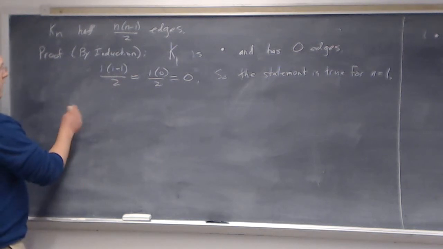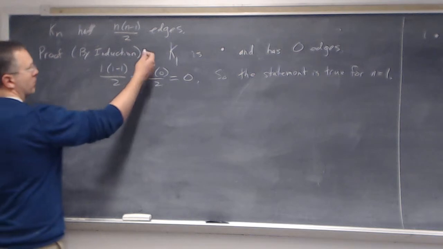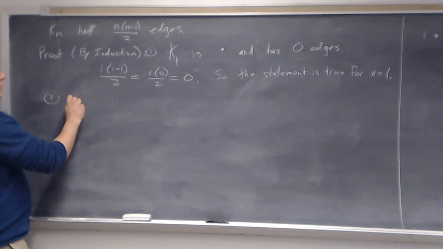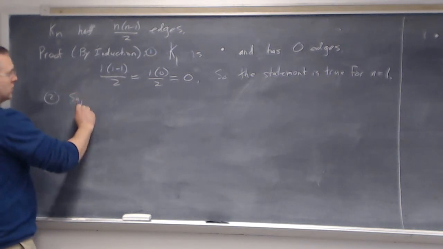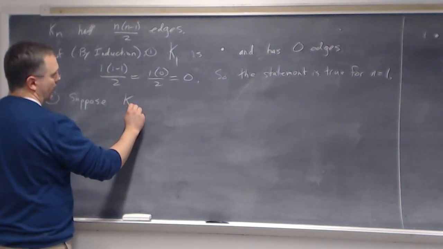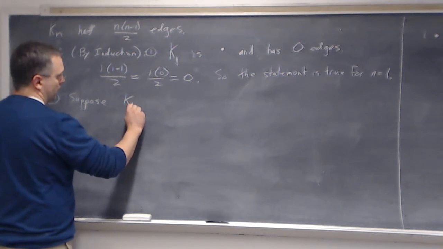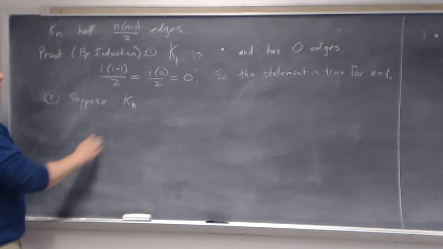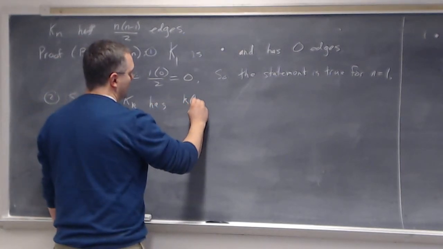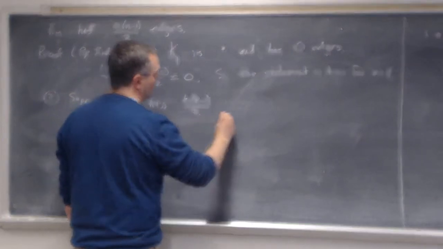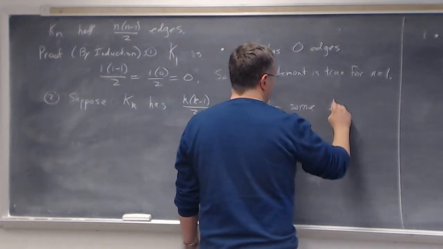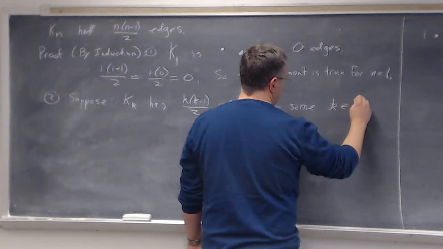Okay? All right. So now we're going to do the inductive step. We call that part 1; we number these 1 and 2, I can't remember. But now we need to assume, so suppose the complete graph K sub k, I'll use a kind of cursive lowercase k, has k times k minus 1 over 2 edges for some natural number k.